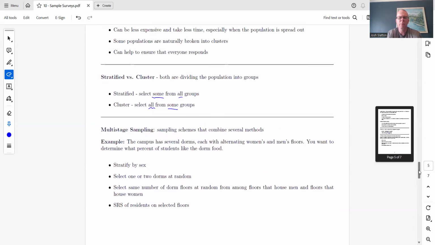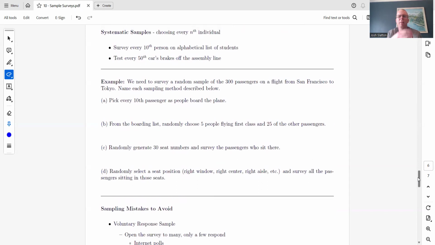So then we have, let's go back, systematic. Systematic is usually very easy to identify, choosing every nth individual. So you survey every 10th person, test every 50th car. You can pick whatever number you want, and the number you pick is random. And then after that it's systematically selecting the people. So let's see a couple of examples here.